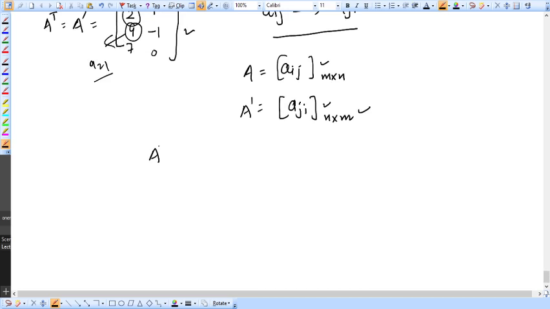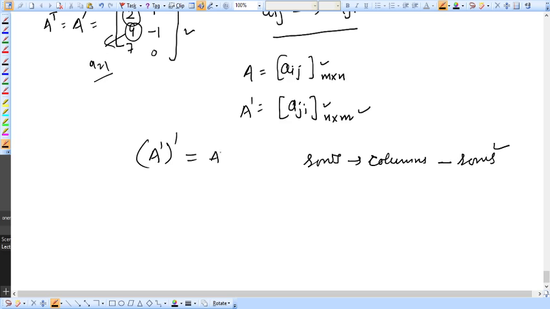If I transpose a matrix two times, it would be equal to A again, because you are changing rows into columns, then columns again into rows, and the final matrix would be again the same. Secondly, A plus B transpose is equal to A transpose plus B transpose.